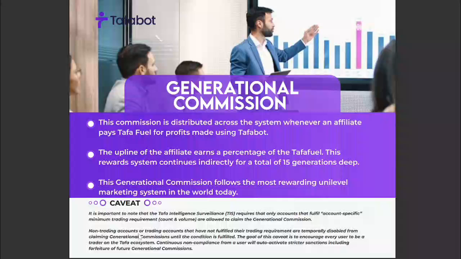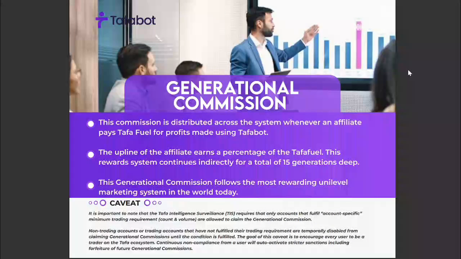So look at it. Non-trading accounts or trading accounts that have not fulfilled their trading requirements are temporarily disabled from claiming generational commissions until the conditions are fulfilled. The goal of this caveat is to encourage every user to be a trader on the Tafa ecosystem. Continuous non-compliance from users will auto-activate stricter sanctions, including forfeiture of future generational commissions. Tafa expects you to trade.